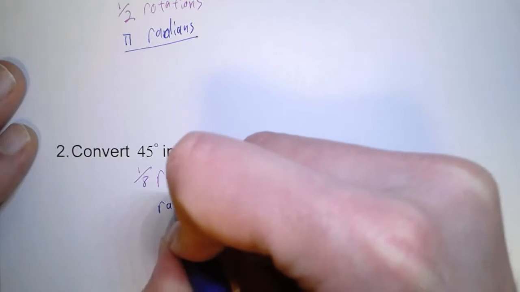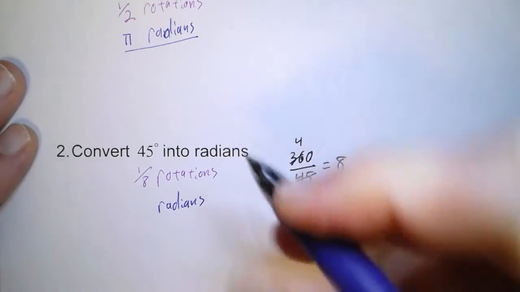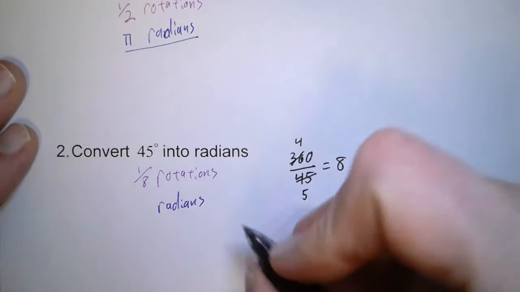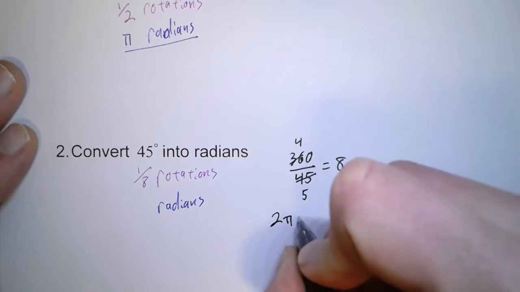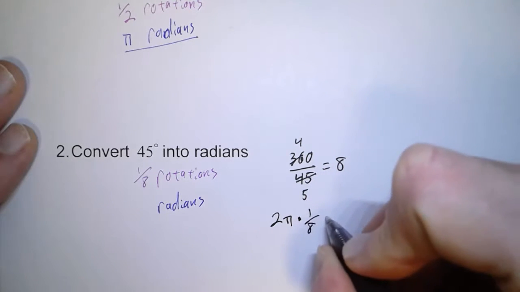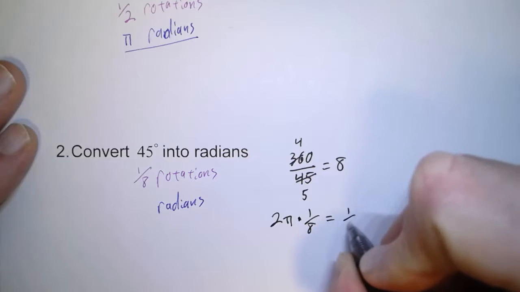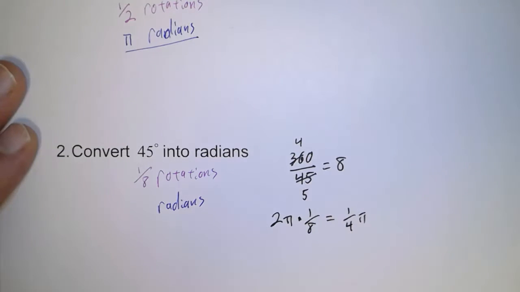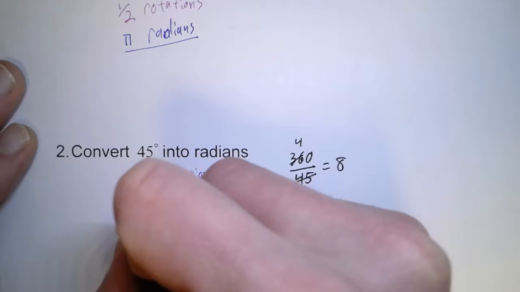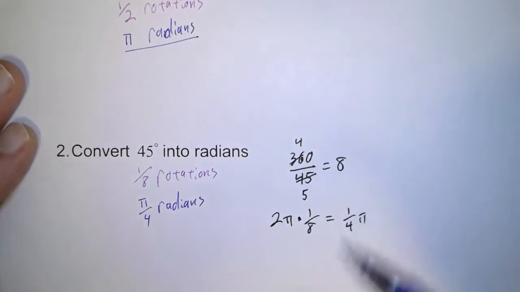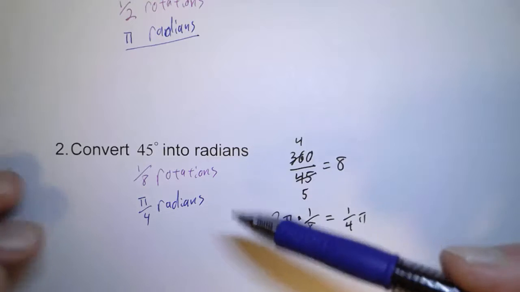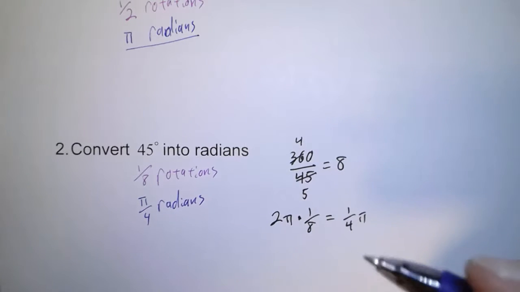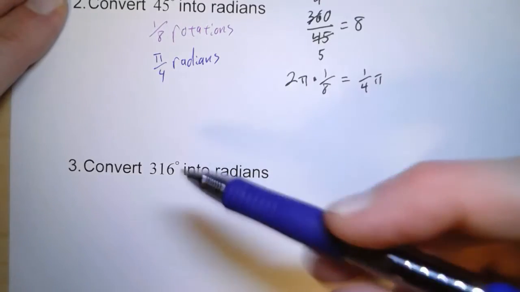So how many radians is that? If there's 2 pi radians, and we ask for 1/8 of them, times 1/8, that's going to give us 1/4 pi. That's our angle measurement in radians. Now this approach works when you have angles that are common fractions of 360 degrees, like 180, like 45. But 316, this one for number 3, gets a little more difficult.